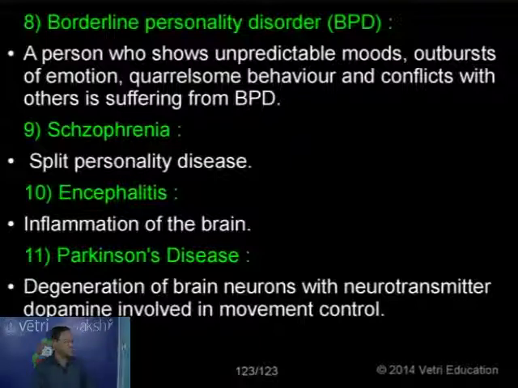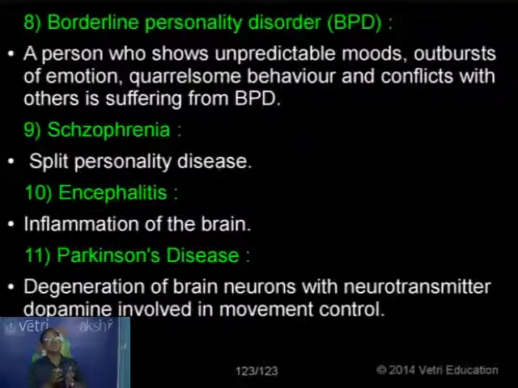Then Parkinson's disease. This is the most common disease. You know that one of the famous boxers, Muhammad Ali, developed this disease. What is the reason for that? This is because of the degeneration of the neurons in the brain with the neurotransmitter dopamine, which is responsible for controlling the movement of the body. So dopamine is involved in movement control.